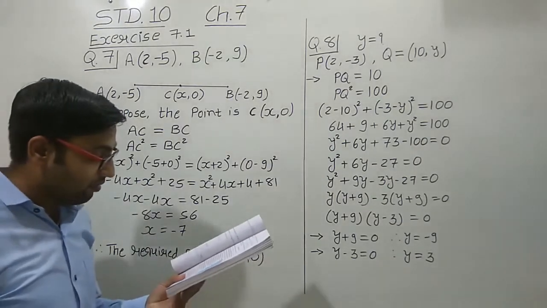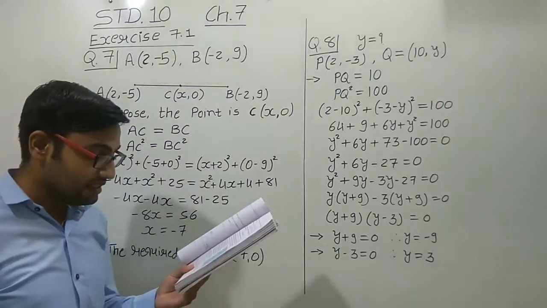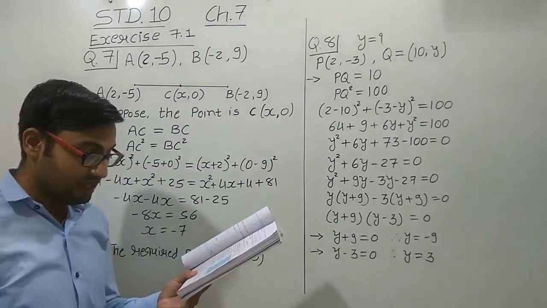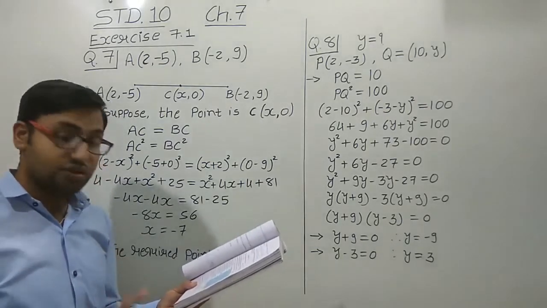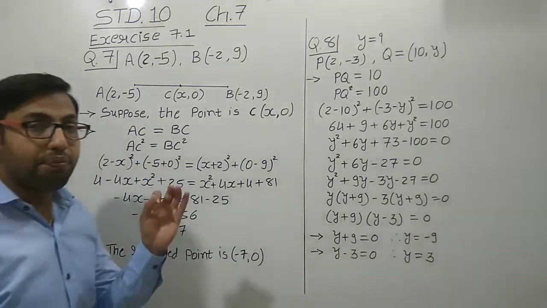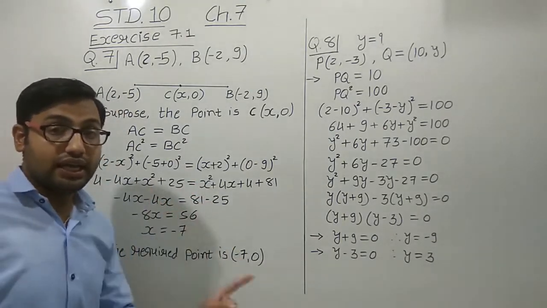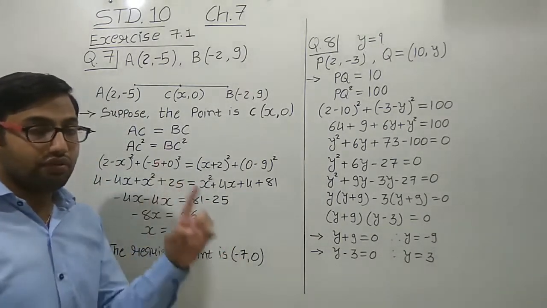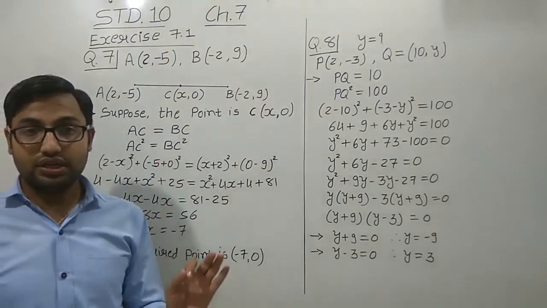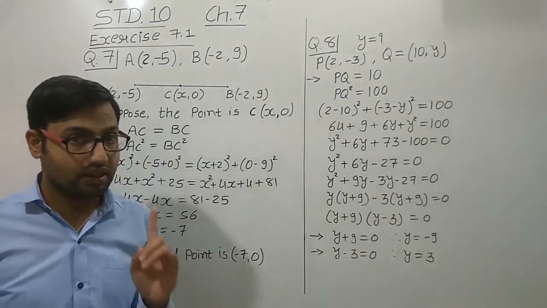The question is, find the point on the x-axis which is equidistant from the two given points (2, -5) and (-2, 9). So here we have to find a point which is on the x-axis, and it is equidistant from the two given points. Now think, whenever the point is on the x-axis, its y coordinate is 0, right?